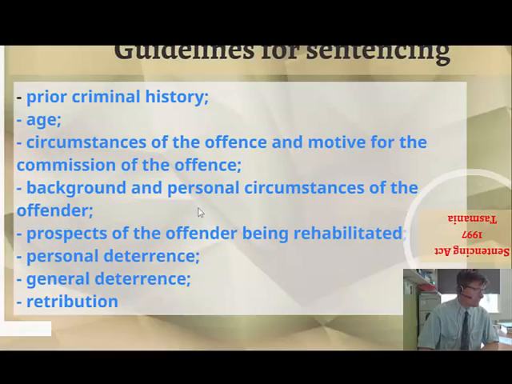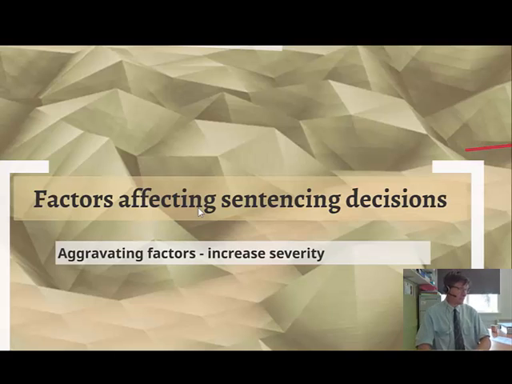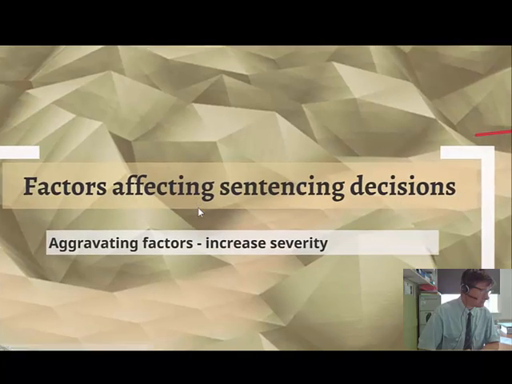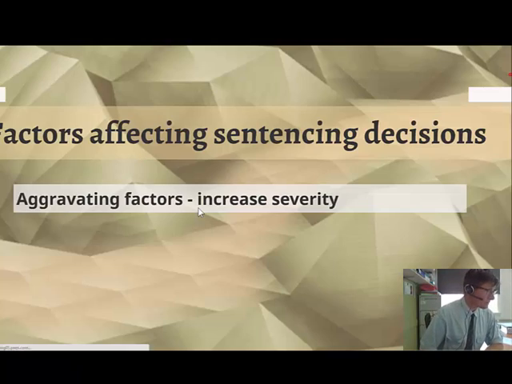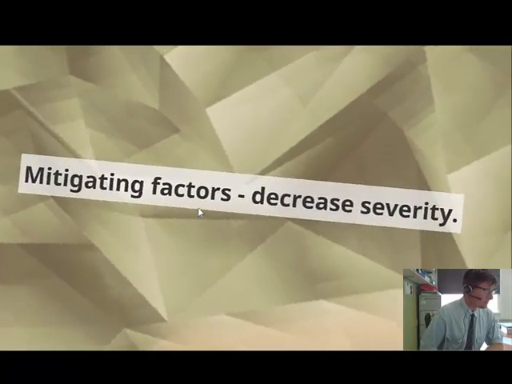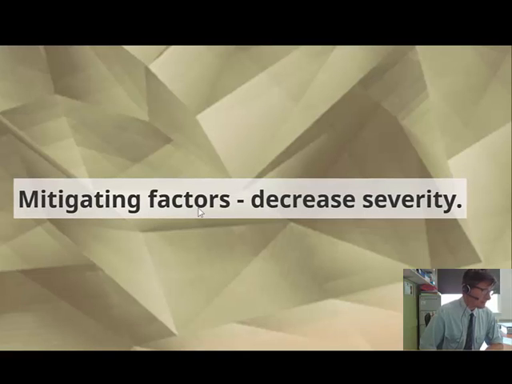Now let's look at some factors affecting sentencing decisions. Aggravating factors increase the severity. There can be things like they played a leadership role, if they are a repeat offender, or if they didn't show any remorse. The opposite way, mitigating factors: if they were coming from a disadvantaged background, or if they showed remorse in terms of what they've done in the trial, then that can mitigate the sentence given by the judge or magistrate.